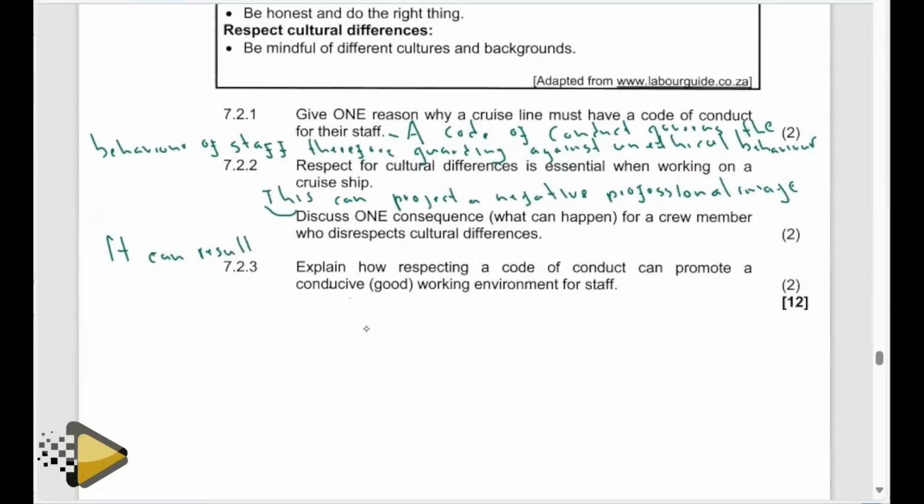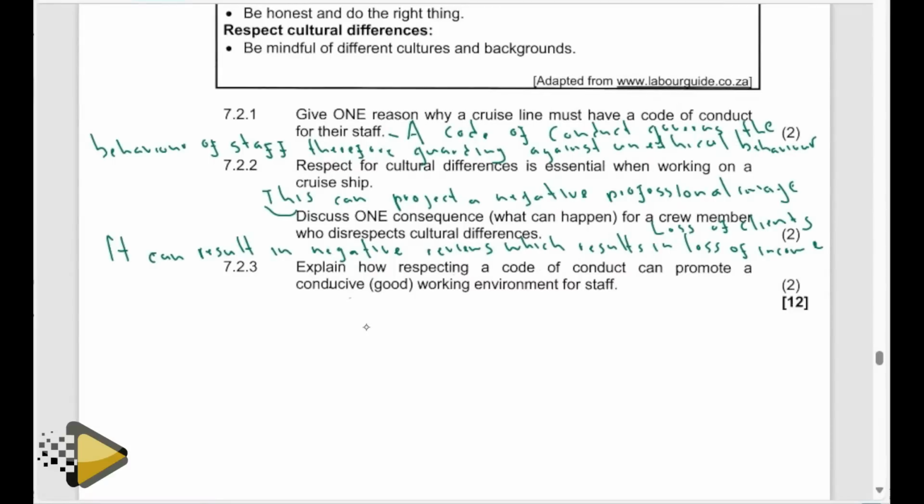Result in negative word of mouth or negative reviews, which results in loss of clients and income. In loss of income, loss of clients. These are all negative effects of lack of respect for cultural differences when working for a cruise ship.